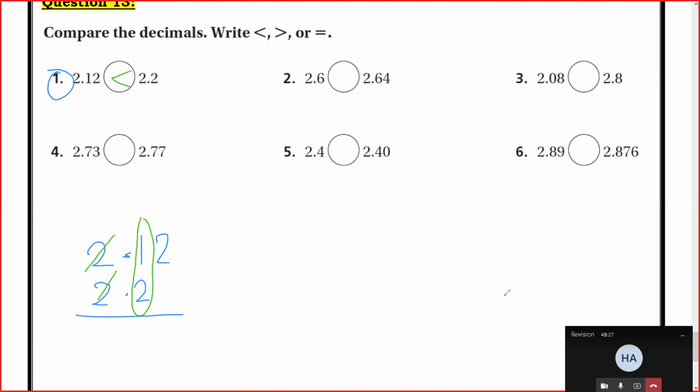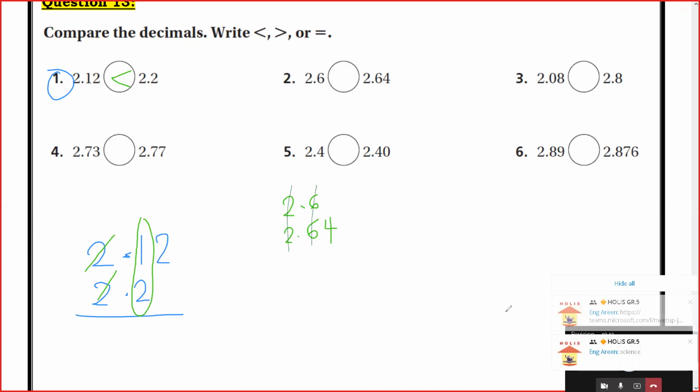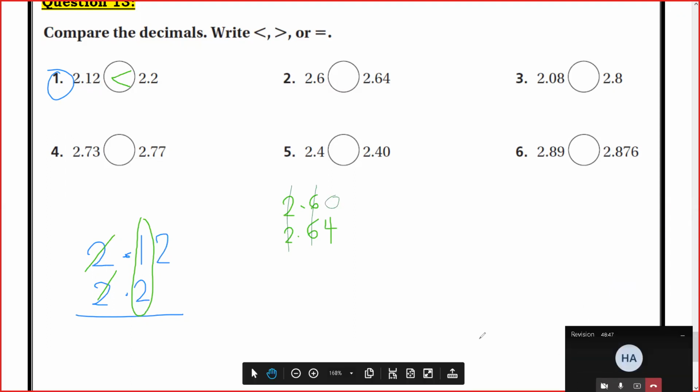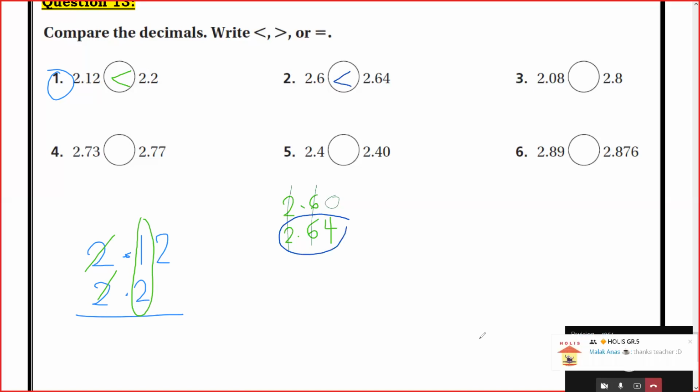Number 2 now. We have 2.6 and 2.64. Let's compare it here. 2 and 2, 6 and 6, 4 and 0. Which is greater? 2.64. Bravo. This is greater. Now let's solve number 3. Did you remember it now? How to compare?